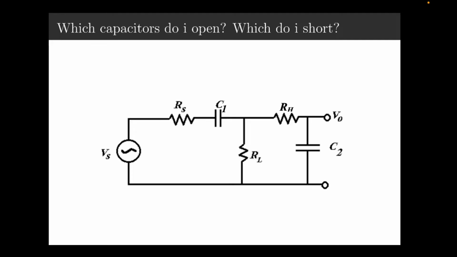Does anyone have an idea? 3. Any idea why? Is there an intuitive answer? It's a high pass connected to low pass. That's a good way to think about it.